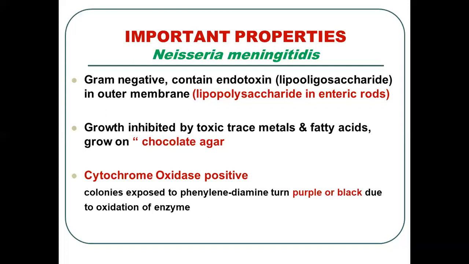So this is a way to identify the microorganism. When you have a sample and you have grown it on chocolate agar, and you just want to identify the organism, you put the chemical phenylenediamine, and the colonies which are meningitidis in nature will turn their color into purple or black. So this is a presumptive identification of Neisseria meningitidis.